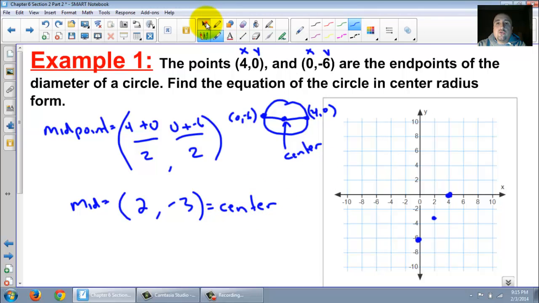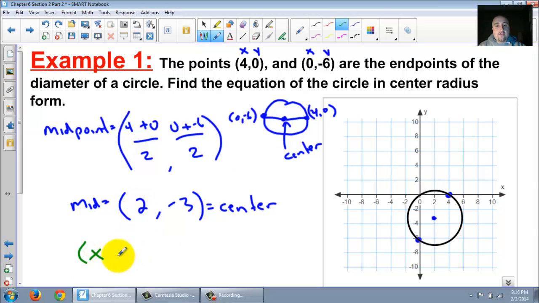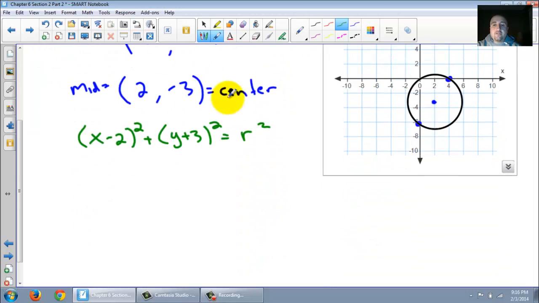All right, so if I go to my shapes here and I draw a circle off of that center, you can see what our circle looks like. So now we already know half of our equation. What does this give us? We now know our x value is 2, so I'm going to do (x minus 2) squared. And we know our y value is -3, so I'm going to do (y plus 3) squared. And now basically all we have to figure out is what our radius is. That's how we finish off this equation. So we need r.